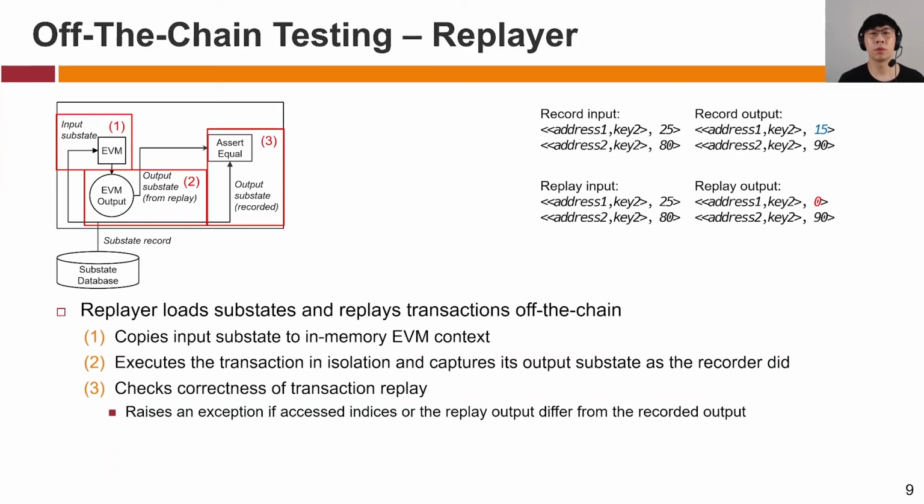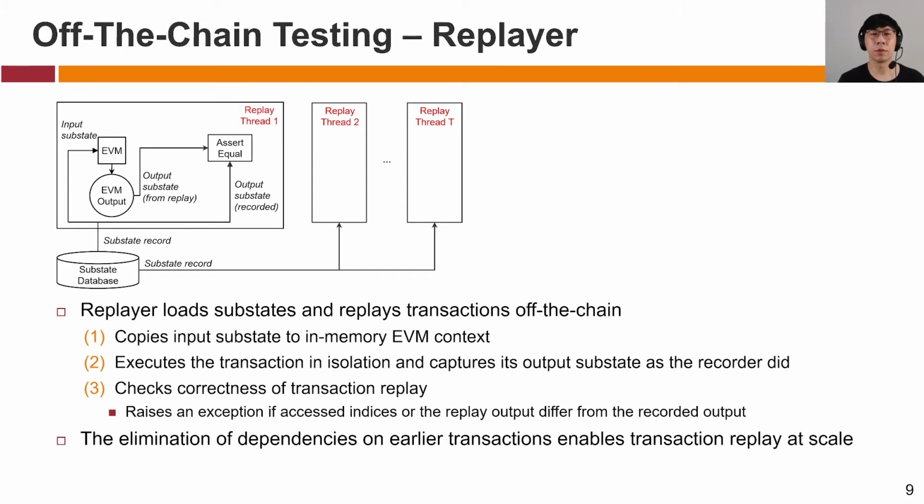Consider the previous token transfer example. If the EVM stores 0 instead of 15 at address 1 key 2, the trace value in the replay output differs from the recorded output. So assert equal will fail and raise an exception.